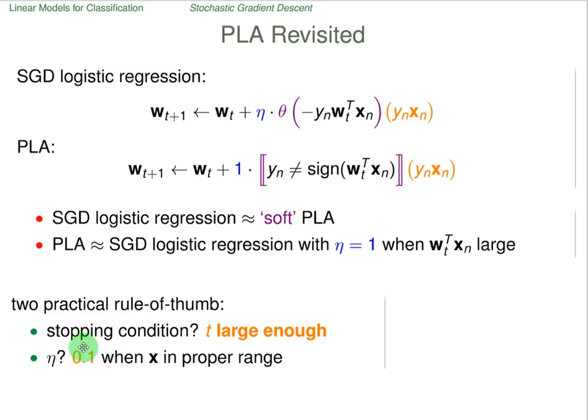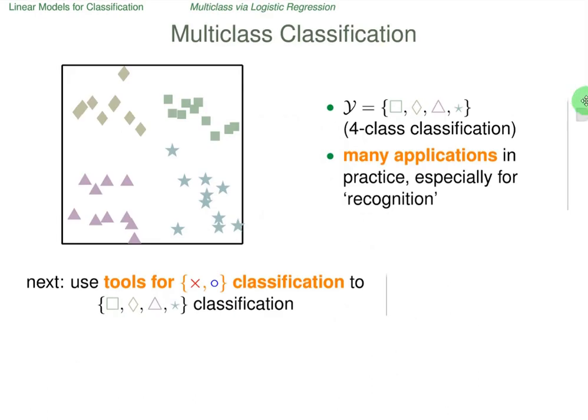However, we will learn later that eta can be set adaptively, starting with a large number, large steps, and then going to smaller steps when the gradient reaches 0, the minimum. Now let's move on to a multiclass classification task, which is another topic in today's lecture.